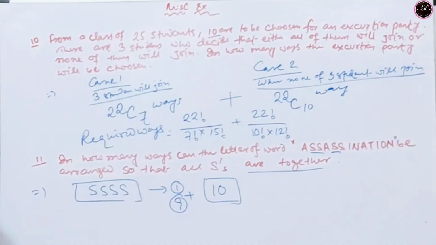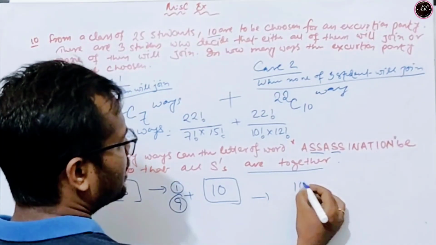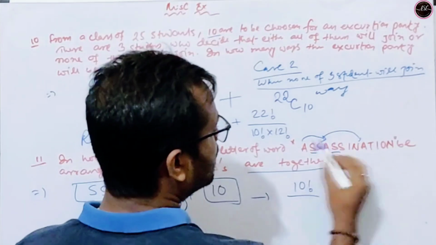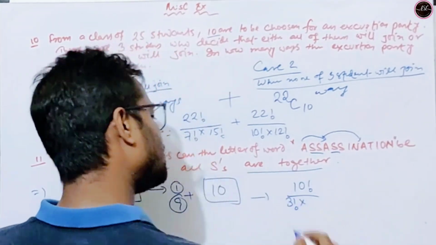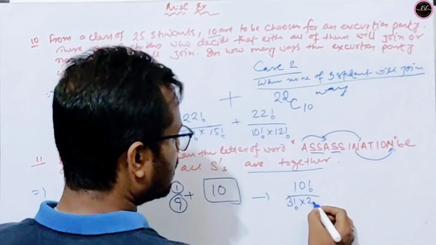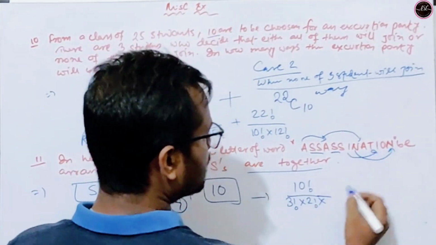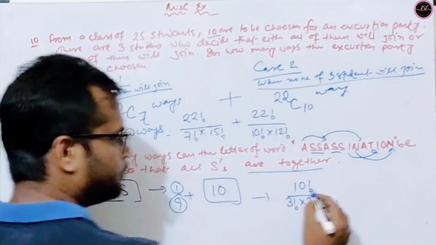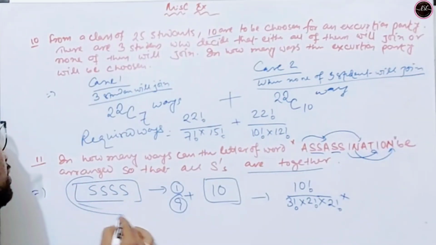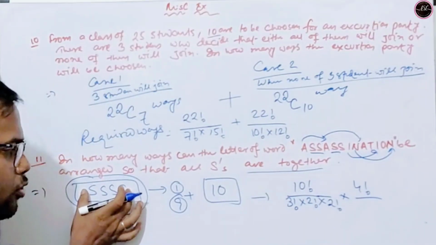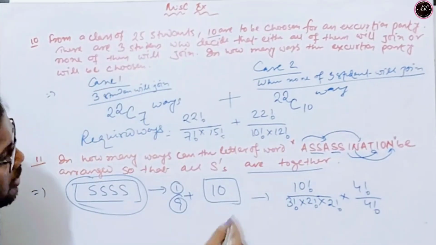Okay, so from this 10, we can arrange the letters in 10 factorial divided by 3 factorial, since A is repeated 3 times, and N repeated 2 times, 2 factorial, into I repeated 2 times, just 2 factorial. And all the S's, there are 4 S's, so 4 factorial divided by 4 factorial for the S repeated 4 times.